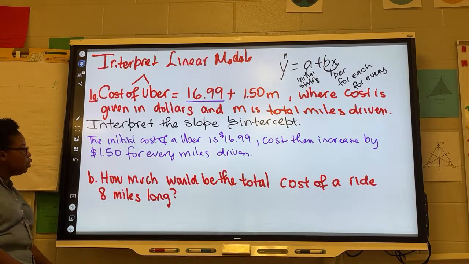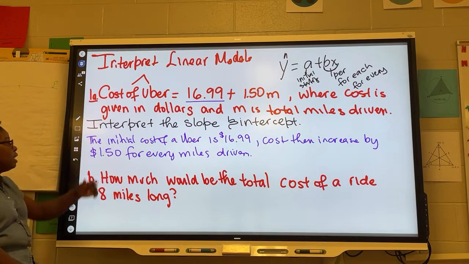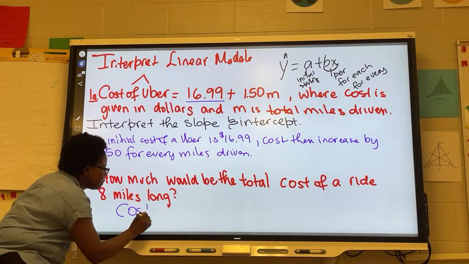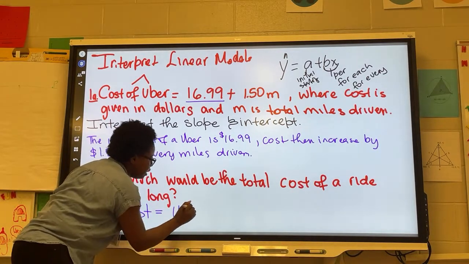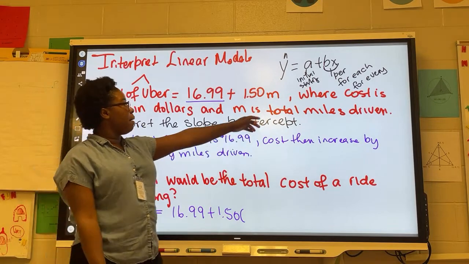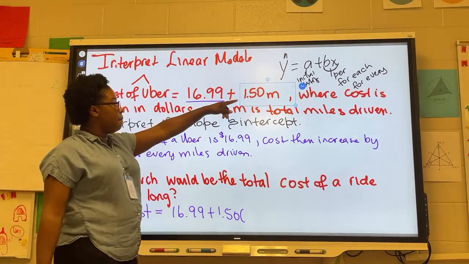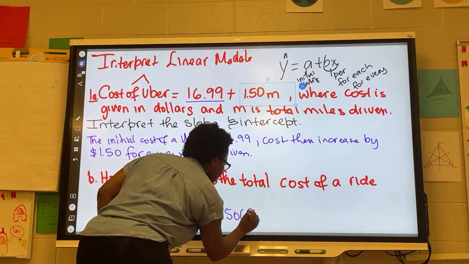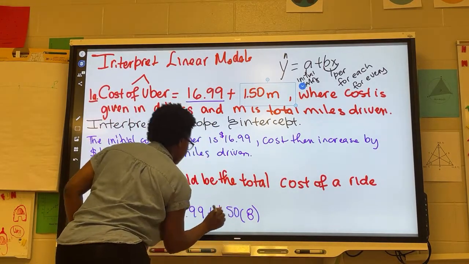The next question is asking you to tell how much would be the total cost of a ride 8 miles long. So if you want to travel 8 miles with this Uber driver, what would be the total cost? So we're going to put cost hat is equal to $16.99 plus 1.50 times M, where M is miles, and you're traveling a total of 8 miles. So where you see M, you're going to put 8, because you're basically evaluating at this point, trying to figure out how much money you're going to spend.